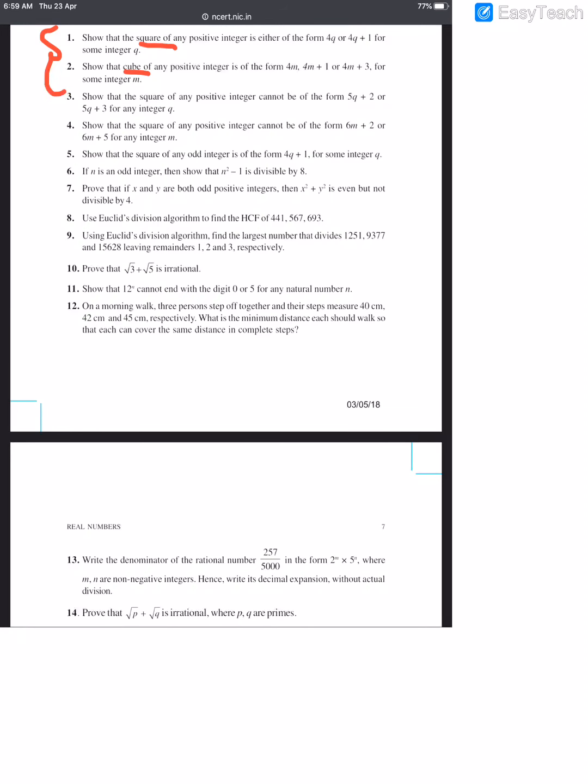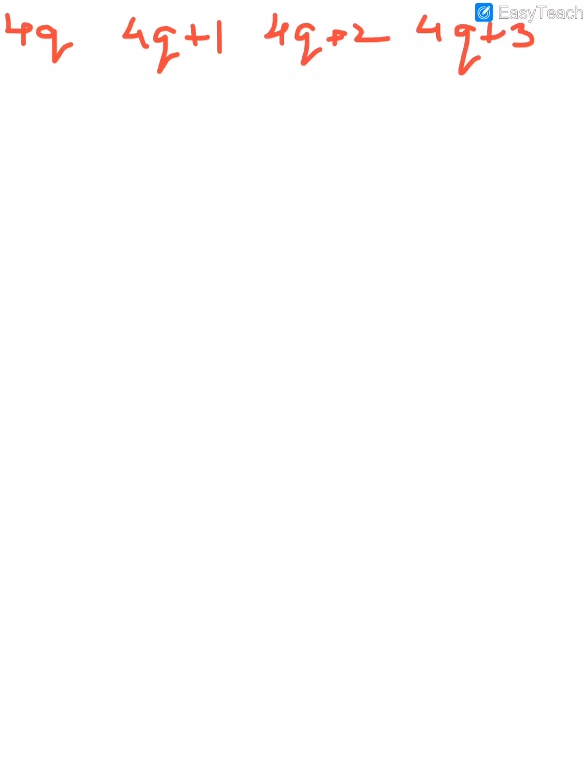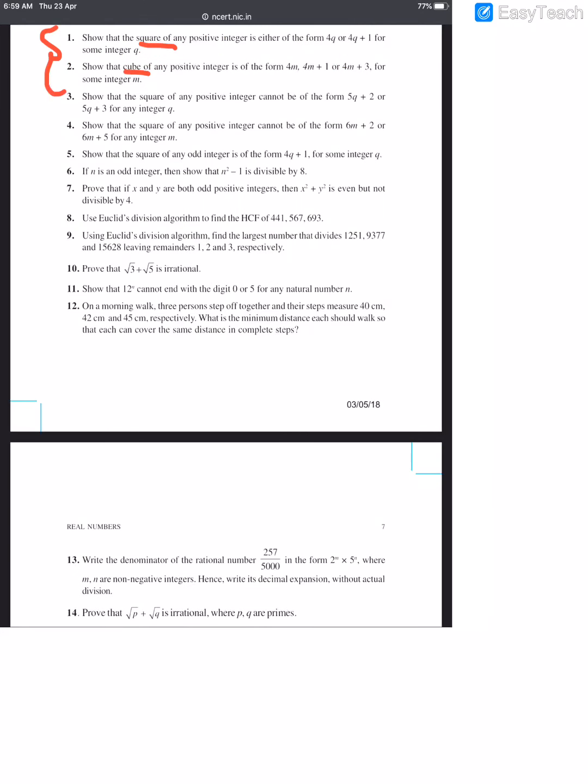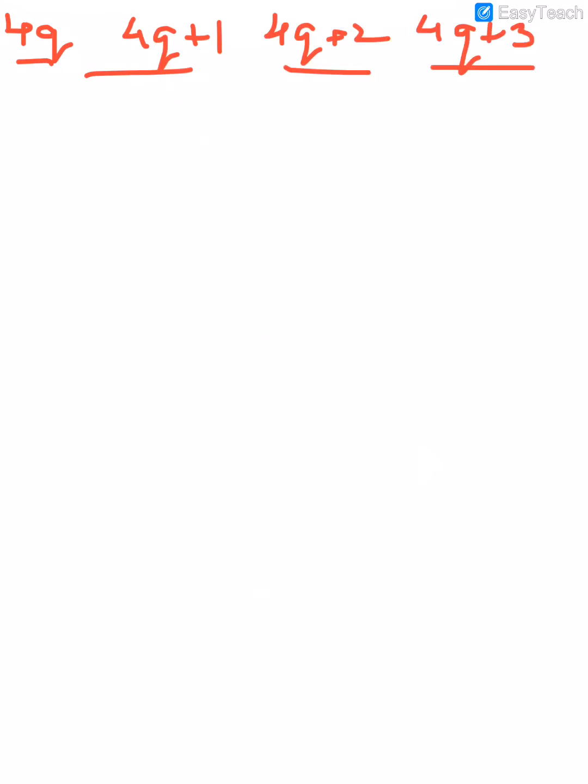And let us see. Using 4, we take different forms: 4q, 4q plus 1, 4q plus 2, 4q plus 3. For the first question they asked us to square, for the second question they asked us to cube. Let's do that. First question, let us square.